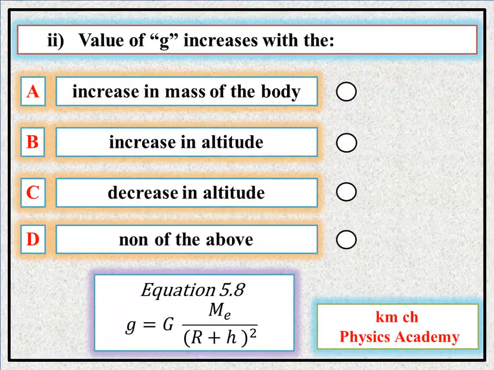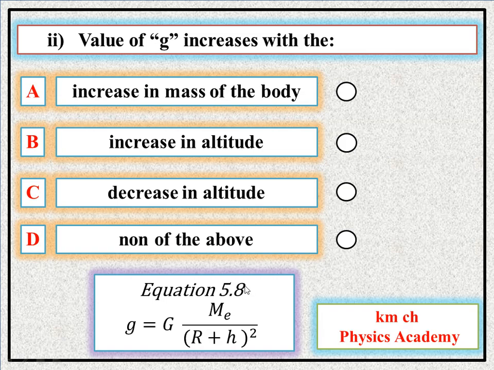Question number 2. Value of g increases with. The options are A, increase in mass of the body, B, increase in altitude, C, decrease in altitude, D, none of the above.